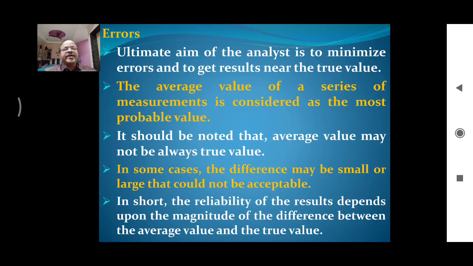Now the next point is errors. To what extent we can avoid the errors? Errors are always there, different types of errors are there, and because of errors we are getting faulty results, and that gives a bad impression about the material. So the ultimate aim of the analyst is to minimize errors and to get results near the true value.